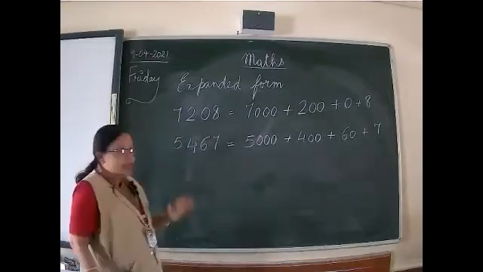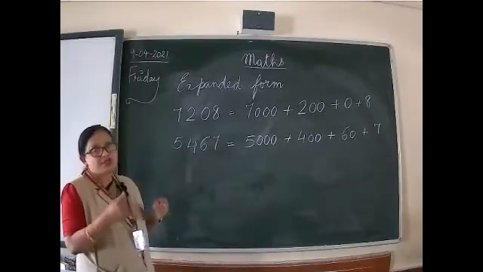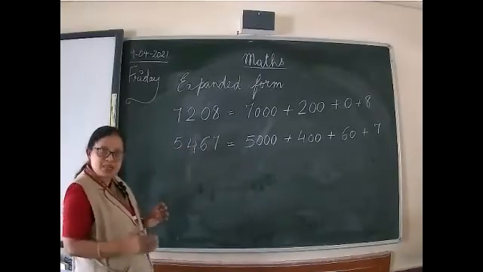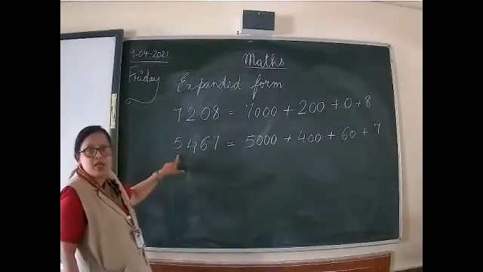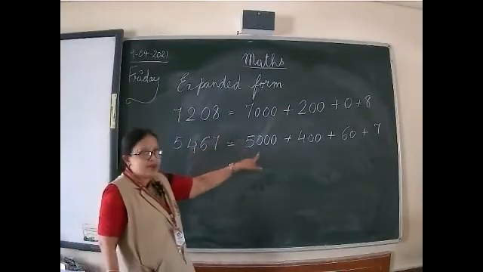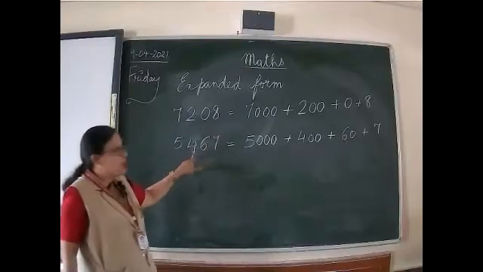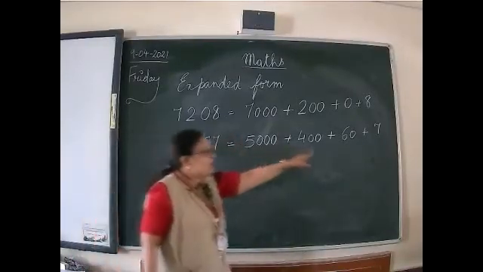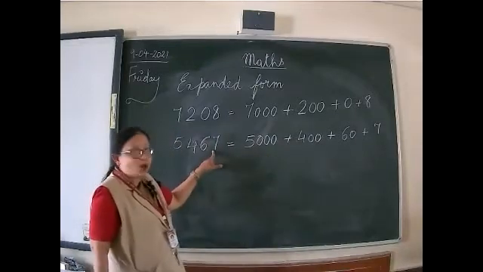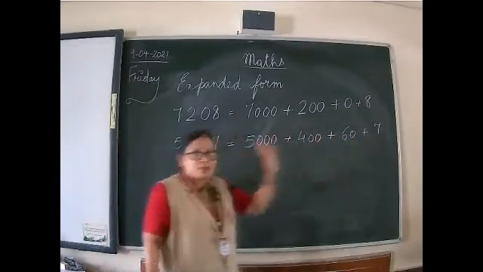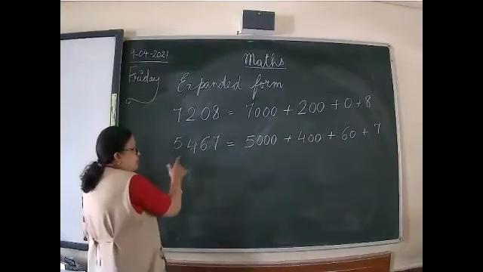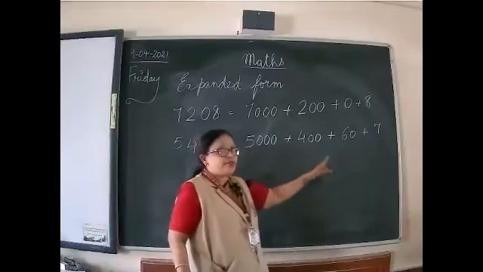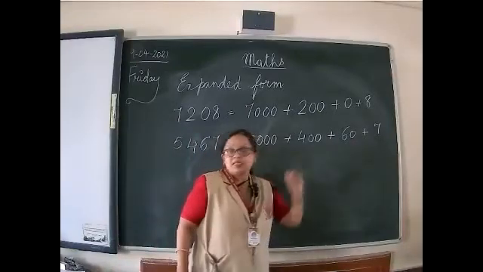5,467. So again, we will take out the place values of each digit and write them and put a plus sign in between. Is it clear? Like this is 5,000. 4 is in hundreds place, plus 400. 6 is in tens place, plus 60. And 7 is in ones place, so plus 7. So the expanded form of 5,467 will be 5,000 plus 400 plus 60 plus 7.